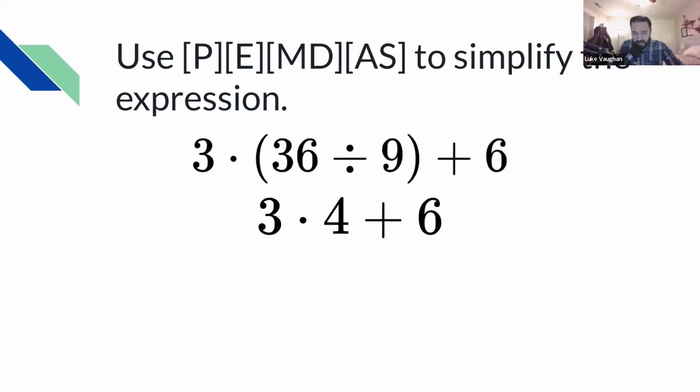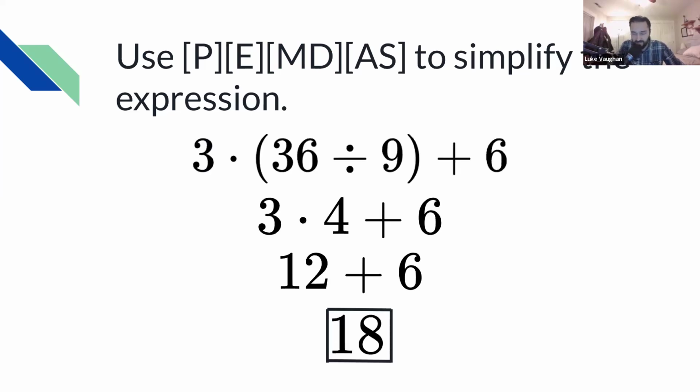We need to take care of the multiplication before we do any addition. All right, so we have 3 times 4, which is 12. Now we have 12 plus 6, which is 18. The solution is 18.